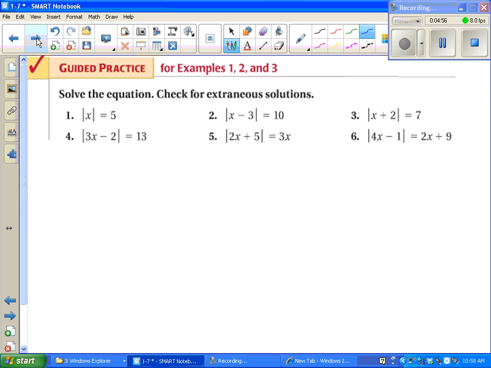That's the end of that one. At this point, you can pause the video and try these on your own, or you can do those later.